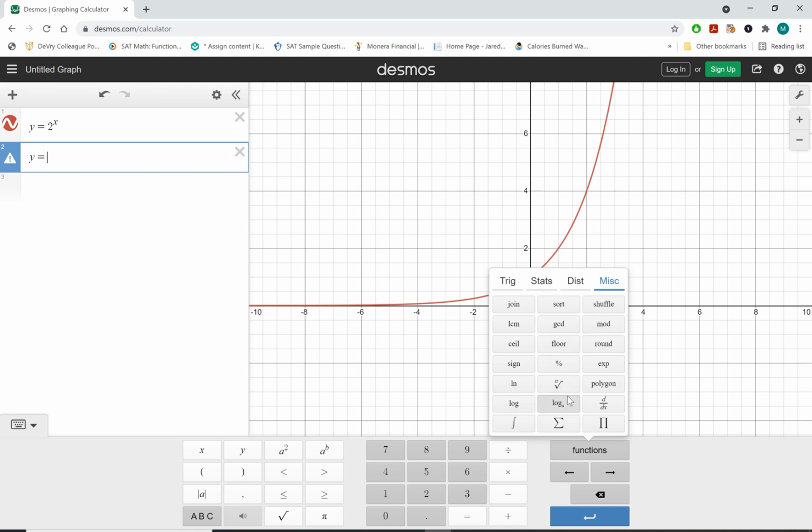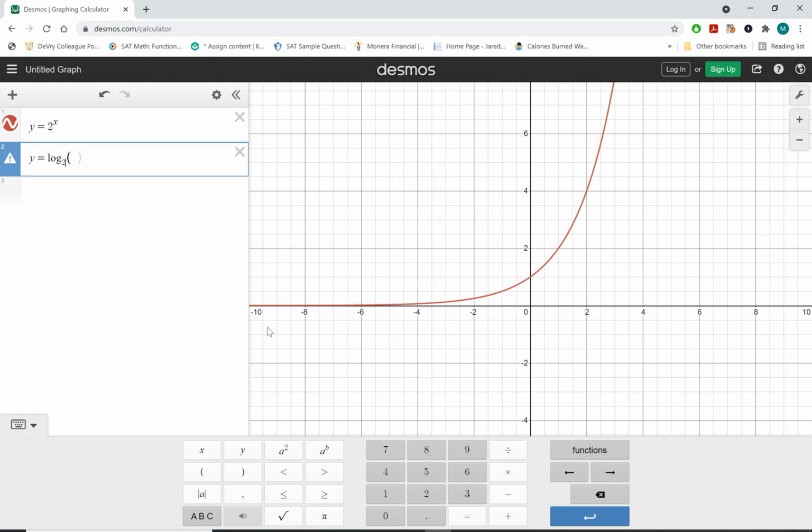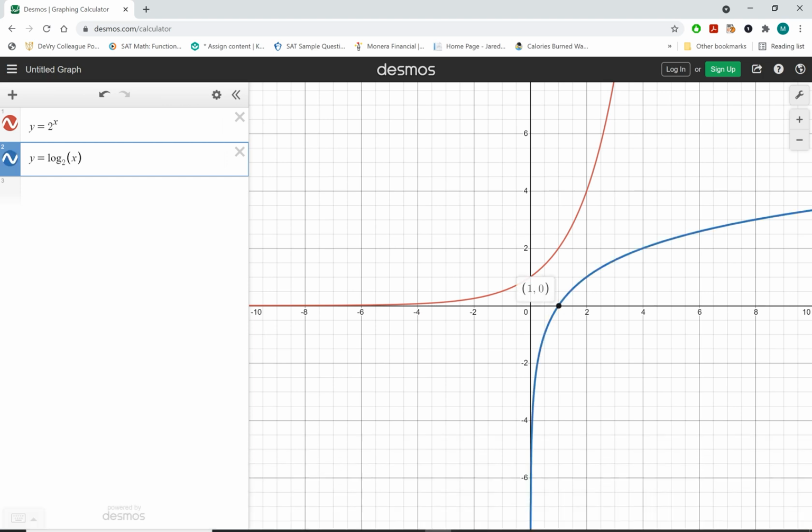What log? This was what I want. I want log base 2 of x. It's simple. See how they are actually inverses of one another. And that point just proves it. There are other points, obviously, we're going to pull up.